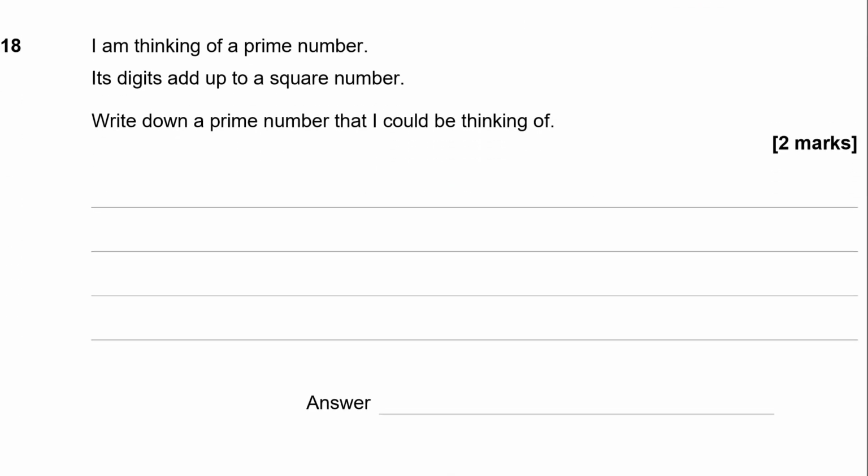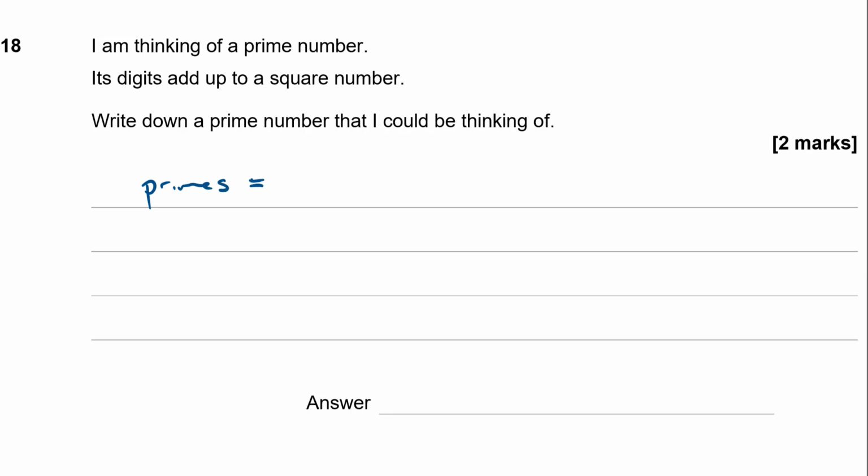Question 18. I'm thinking of a prime number. Its digits add up to a square number. Write down a prime number that I could be thinking of. Again, this is a kind of trial and error thing. What are the primes? Okay, let's just list some of the primes that I know.